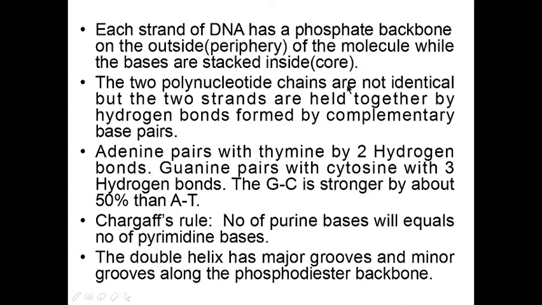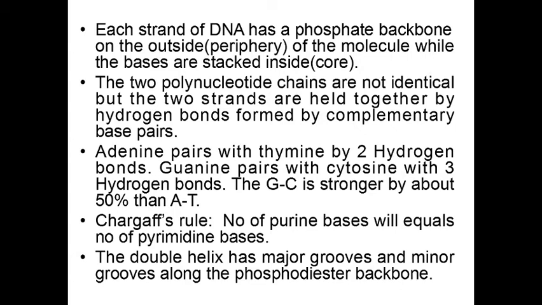The two polynucleotide chains are not identical, but the two strands are held together by hydrogen bonds formed by complementary base pairs. Adenine pairs with thymine with two hydrogen bonds. Guanine always pairs with cytosine with three hydrogen bonds. Since it has three hydrogen bonds, the GC base pair is stronger by about 50% compared to the AT base pair. Chargaff's rule is very important.